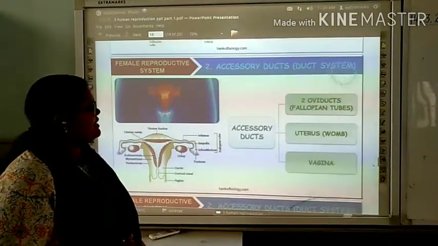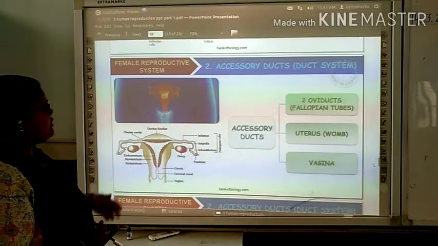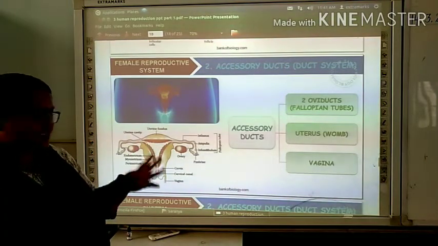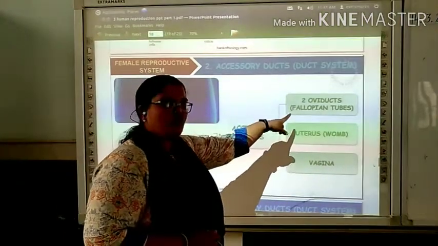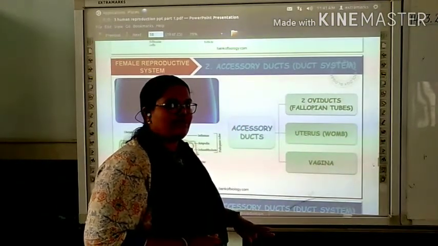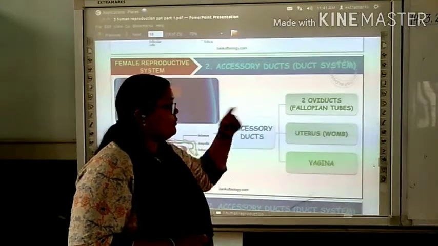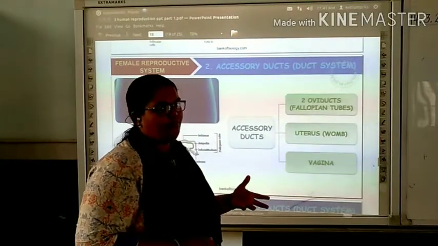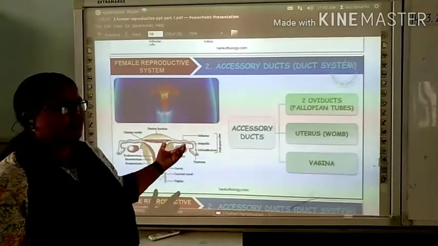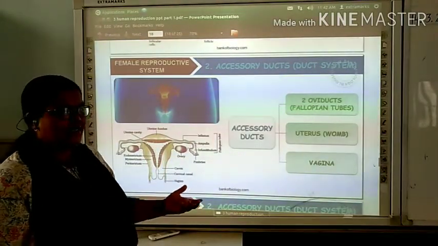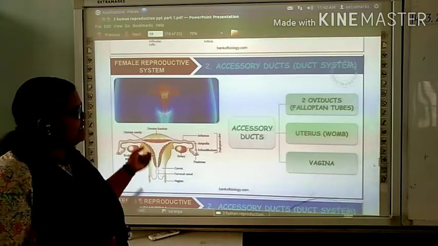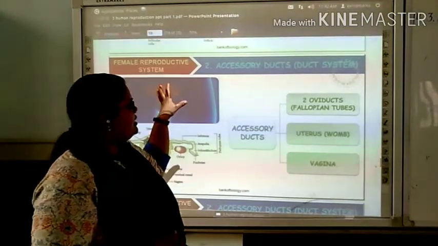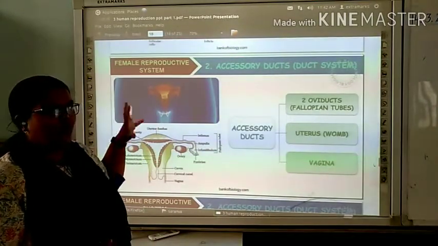Now, what are the accessory ducts, or the duct system, which is supporting the ovaries? Accessory ducts we can mainly divide into three parts. There will be a pair of oviducts, otherwise known as the fallopian tubes. There will be the uterus, or the womb, which helps in the implantation and the growth of the fetus. And the last part is called the vagina. So these are all the duct system which is supporting the ovary.